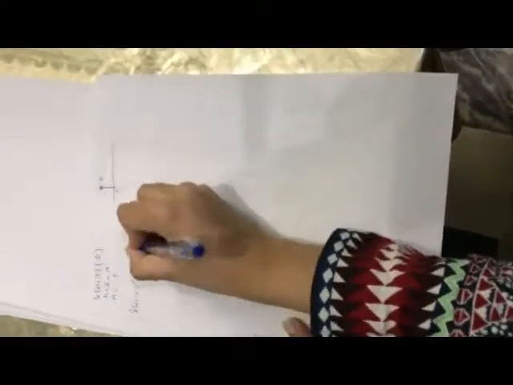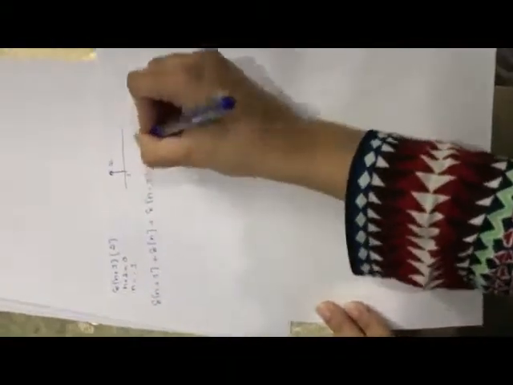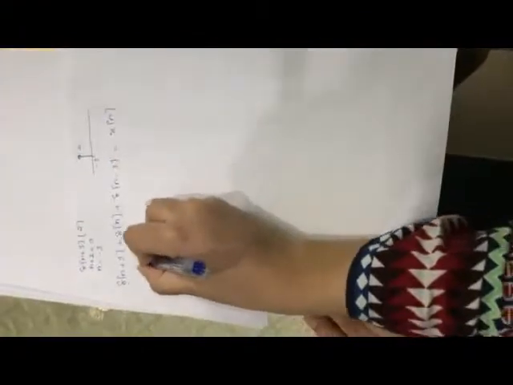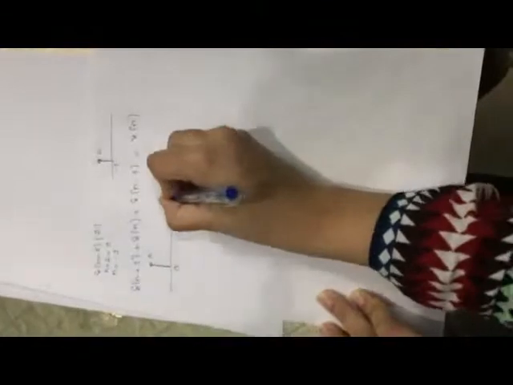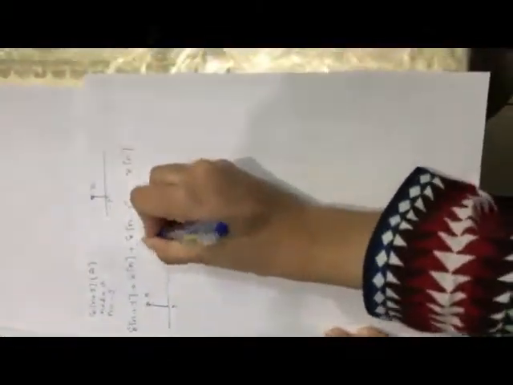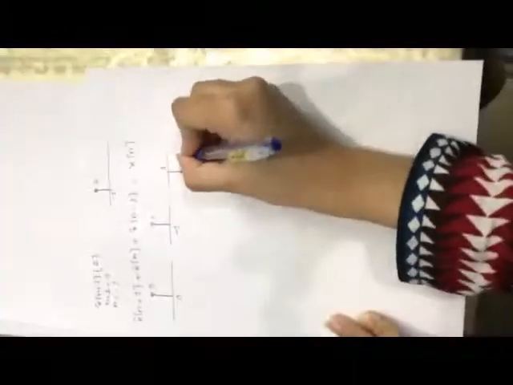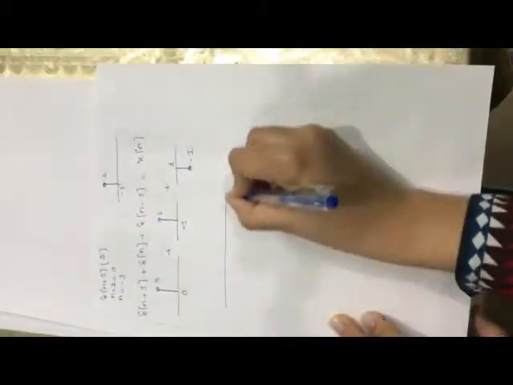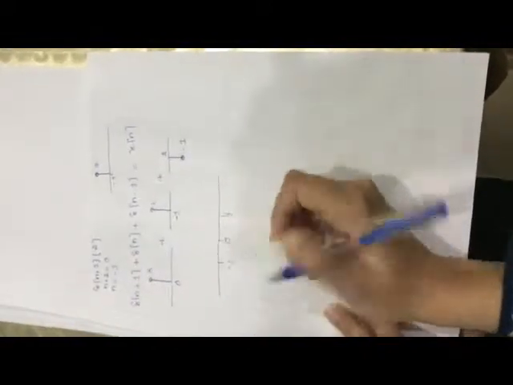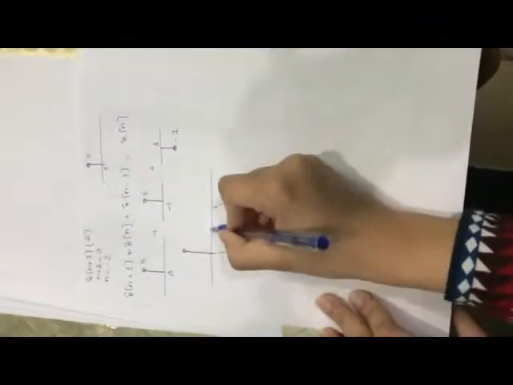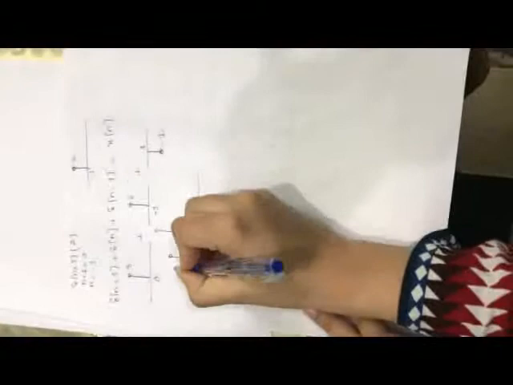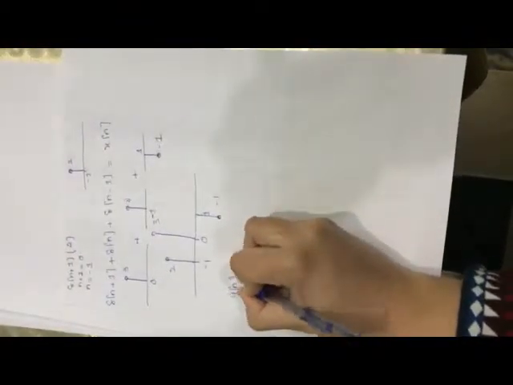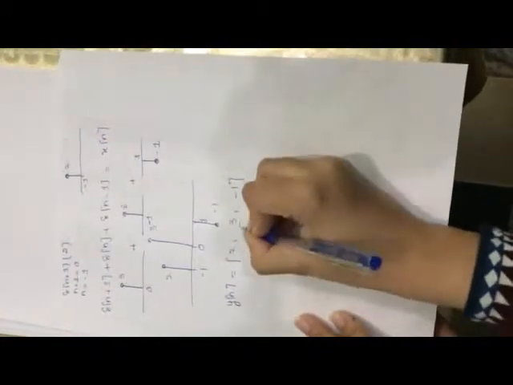If we sum all these signals, delta of n plus 1, delta of n and delta of n minus 1, we will get x of n. How? One signal was 3 at 0, another minus 1 at 1, and another 2 at minus 1. If we add these three signals, at minus 1 we have 2, then 3 and minus 1. So we can write x of n is equal to 2, 3 and minus 1, with 3 at the 0th point, and it is similar to the given signal. So using impulse signals we can construct any arbitrary signal.